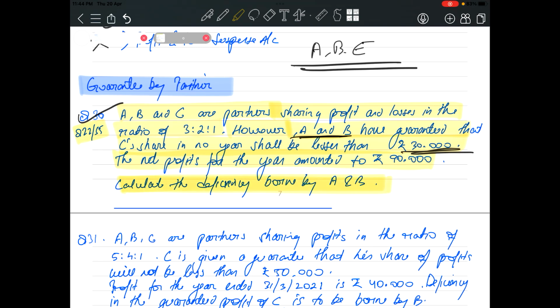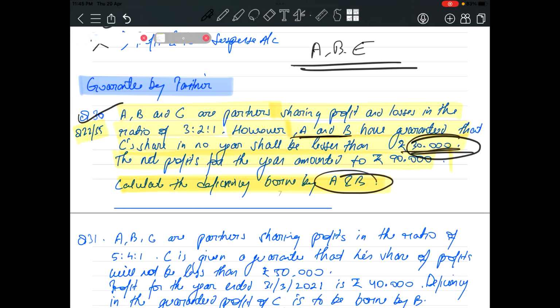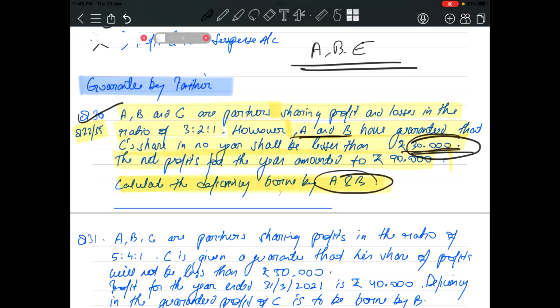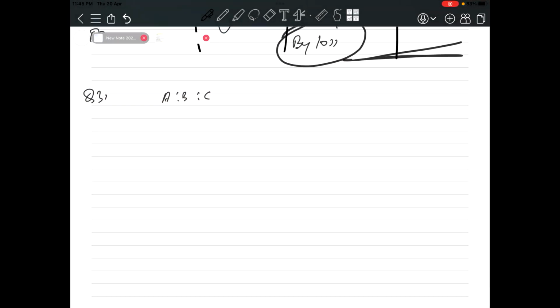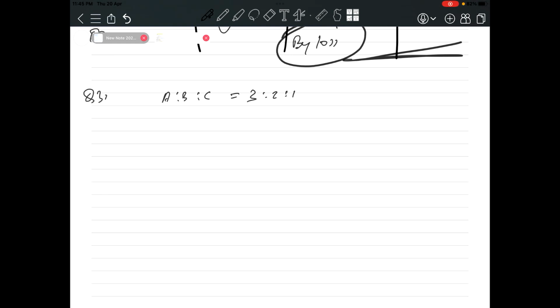So C has been guaranteed a minimum profit of 30,000. Who has given the guarantee? Indirectly it is given in the question, A and B, because the deficiency will be borne by A and B. So let's try to solve this question, question number 30. A, B, C are partners, ratio is 3:2:1. C has been given the guarantee. Who has given it? A and B.